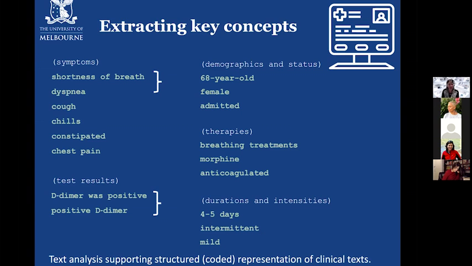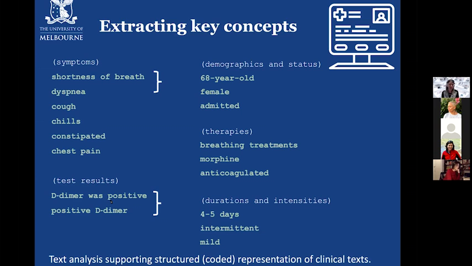We want to basically normalize those and group them together. We need to deal with some linguistic variation. So you can express the positive D-dimer test result in terms of either positive D-dimer, or you can say the D-dimer was positive, but both of those effectively express the same information. And so we need to be able to recognize that they are indeed different variations of the same concept or same piece of information. And we also need to think about what information we want to capture.